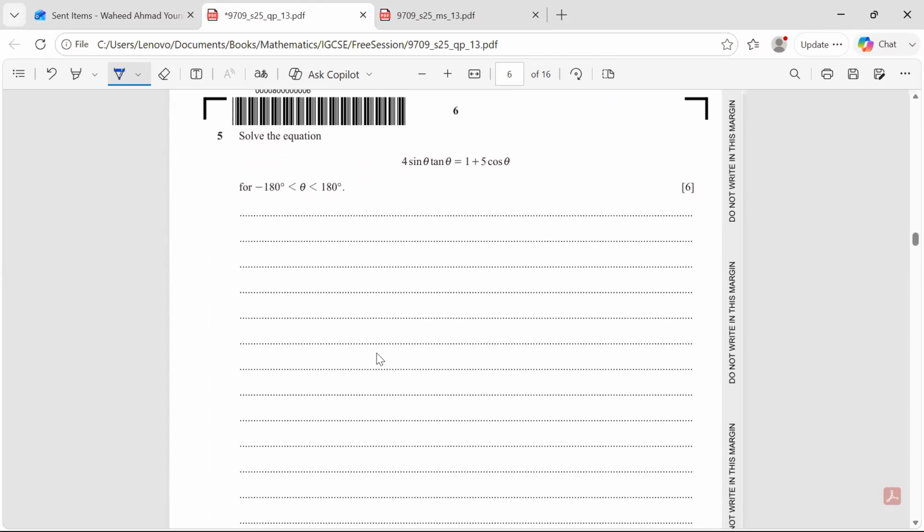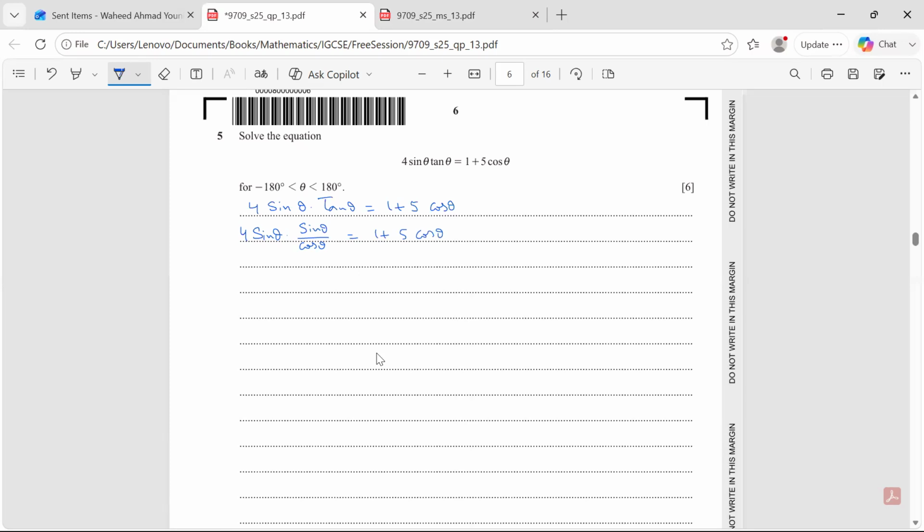Okay, solve this equation. What is this equation? It is 4 sine theta into tangent theta equals 1 plus 5 into cos theta. When you look at the equation, you have no clue what to do, right? But let's start making it a little bit simplified. So 4 sine theta and tangent theta, I will write it as sine theta over cos theta equals 1 plus 5 cos theta.